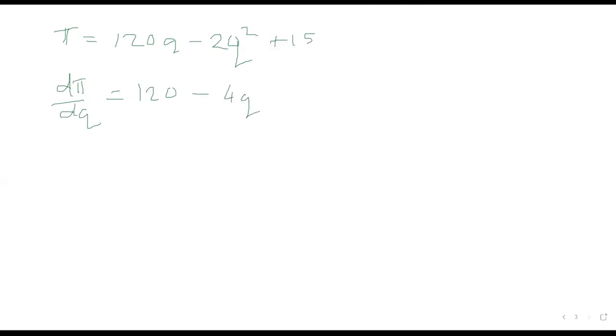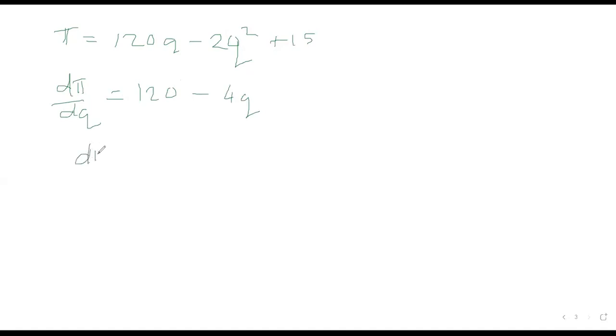Sometimes we'll be given the profit as 120Q minus 20Q squared minus 2Q squared plus 15. This is your profit function. You can differentiate the profit function, the pi over the Q. Here 120Q becomes 120. 2Q squared becomes 4Q. And the 15 will drop out because it is a constant.